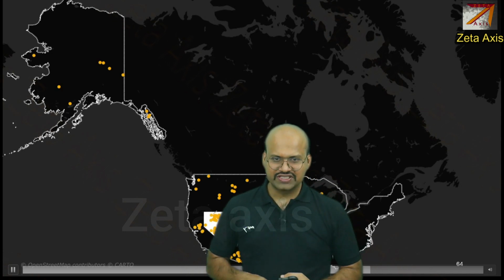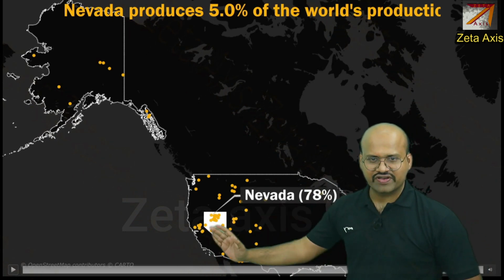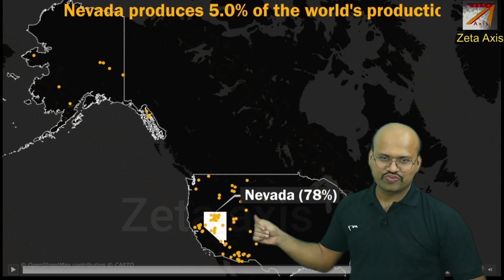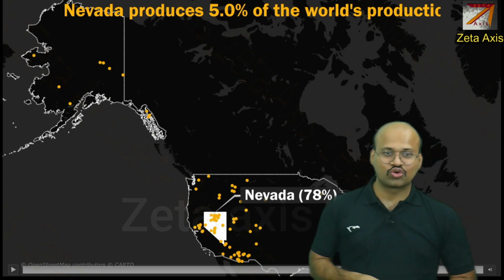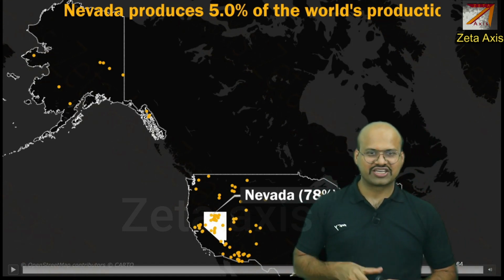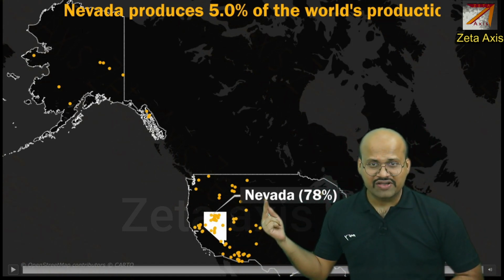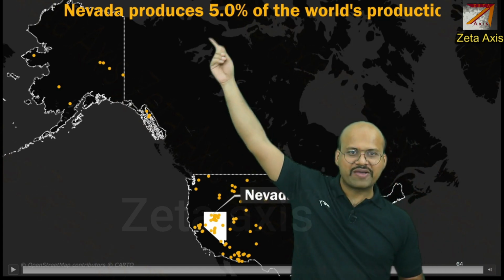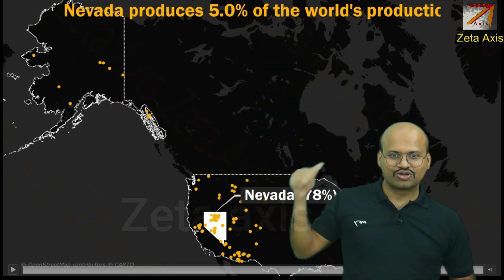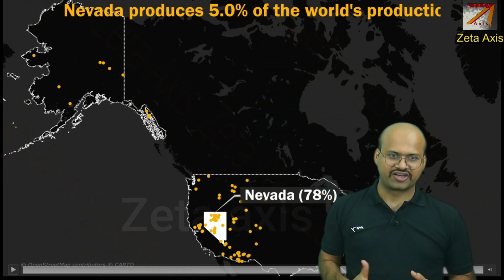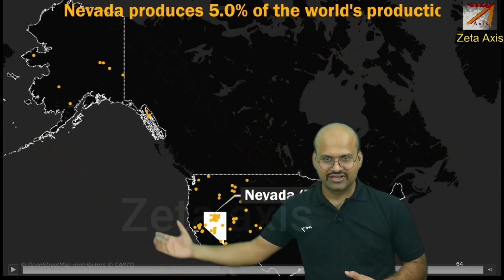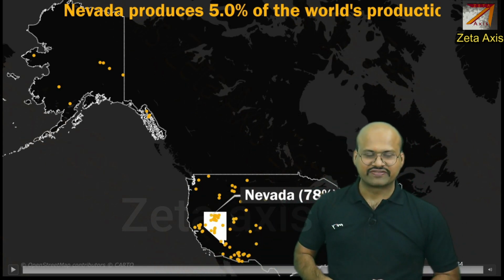Now if we come to the United States of America, we will see that on the western side we have Nevada. Nevada alone produces 78% of the total gold produced by the United States of America. Remember, Nevada alone produces 5% of gold production. So this is a very significant proportion of gold produced across the United States as well as for the whole world.